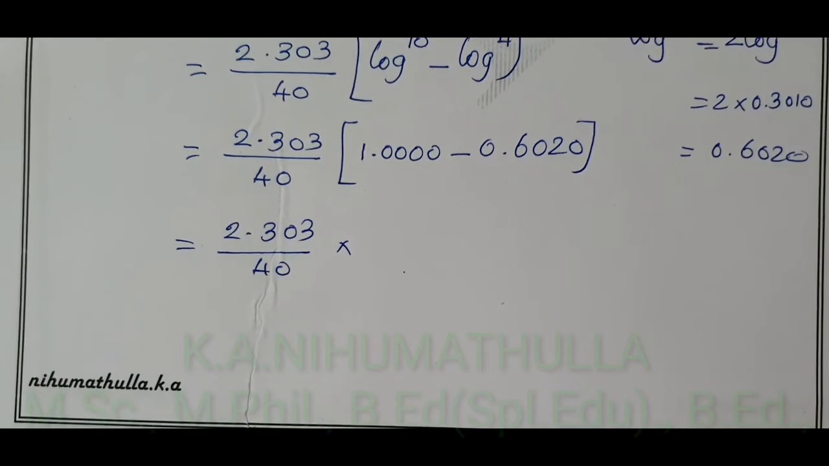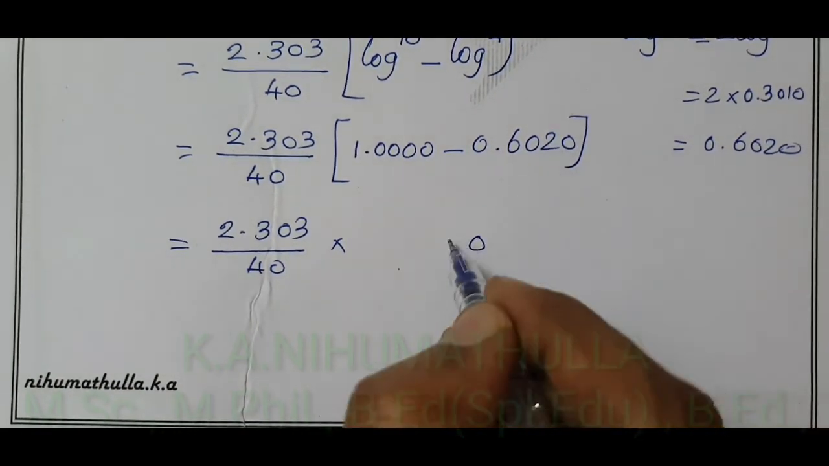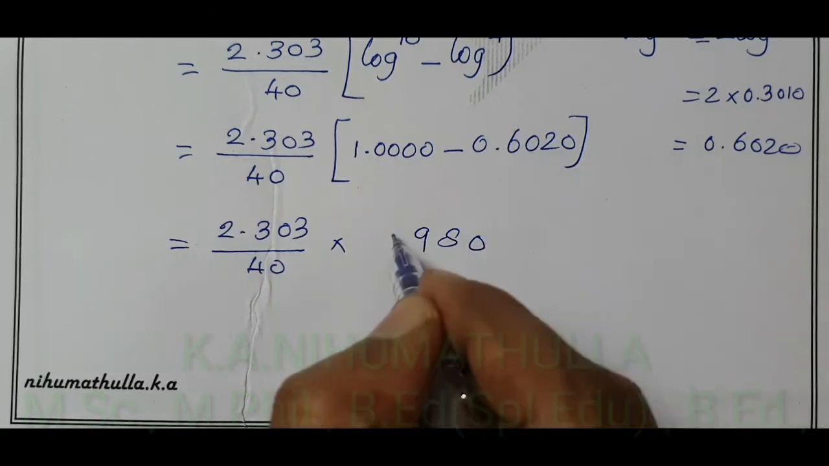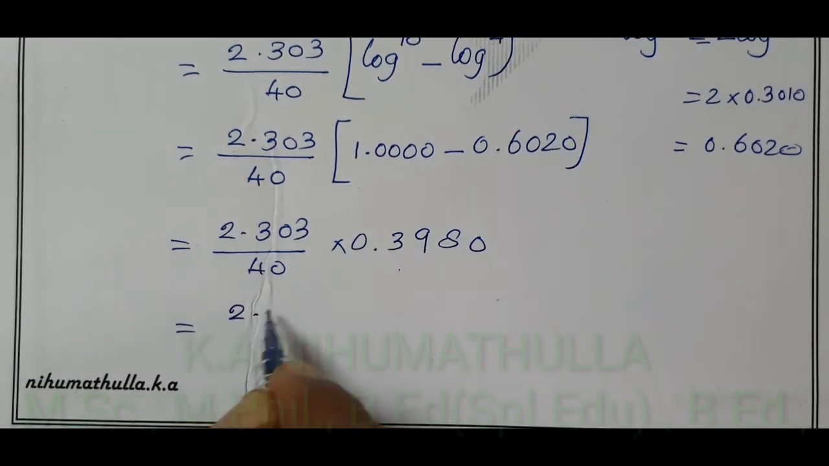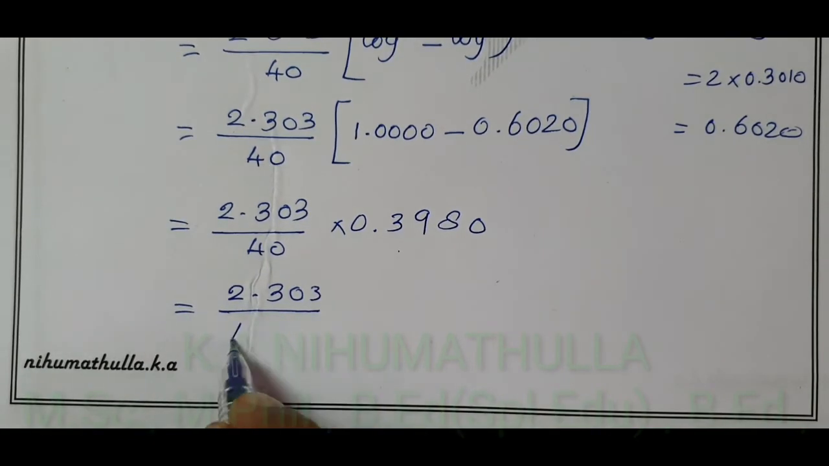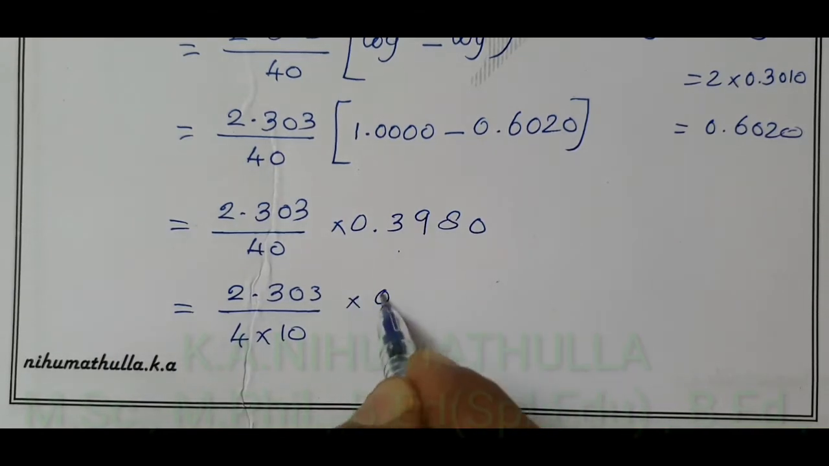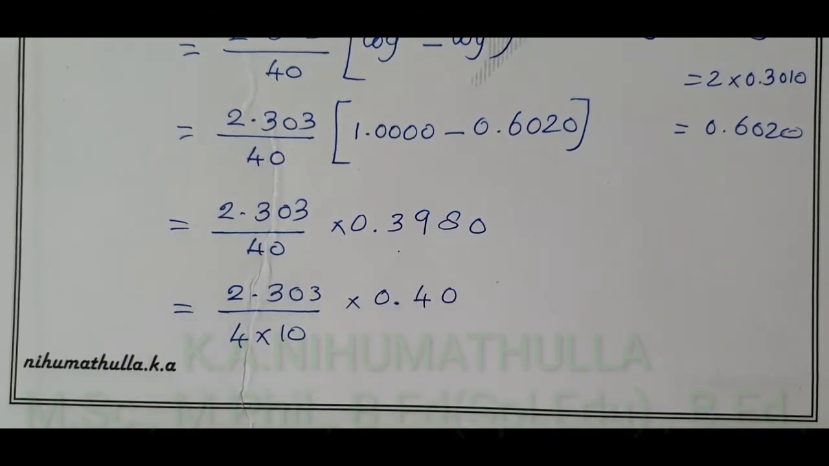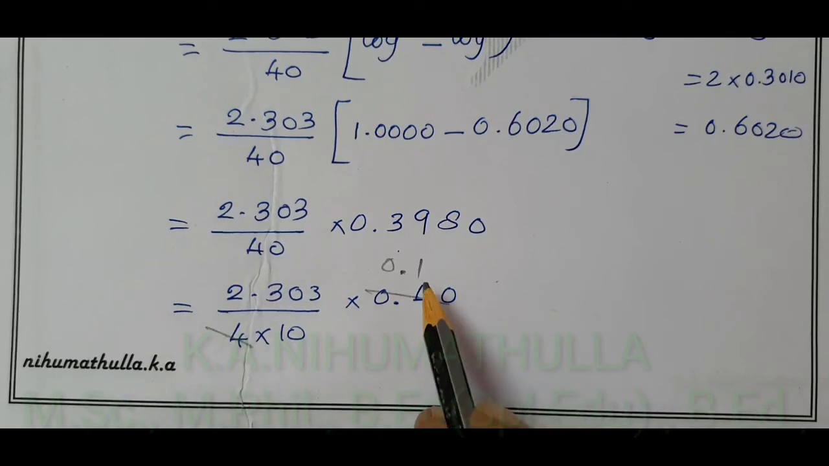When you subtract these two values, you will get 0.398. That is equal to 2.303 divided by 40 into 0.398, which can also be written as 4 into 10, and 0.398 can be written as 0.40. So, 1 by 4 is 4, this is 0.1. 0.1 is nothing but 10 power minus 1.